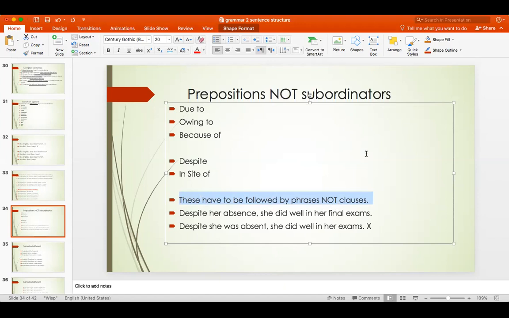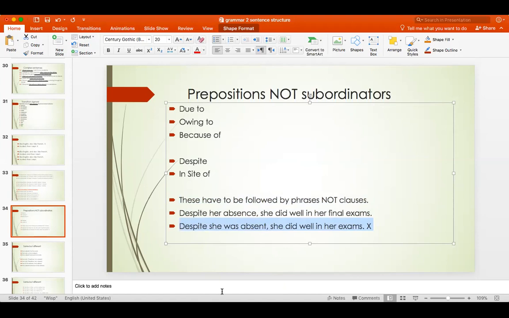Prepositions are not followed with clauses. Despite her absence, look at this, despite her absence or despite being absent, it's correct, but this is a simple sentence because we have one verb. Look at this sentence, this is wrong. You don't say "despite she was absent" because despite shouldn't be followed with a subject and verb, a clause.